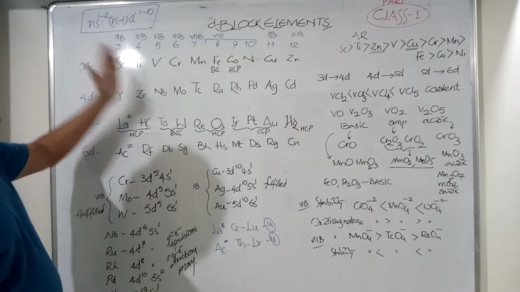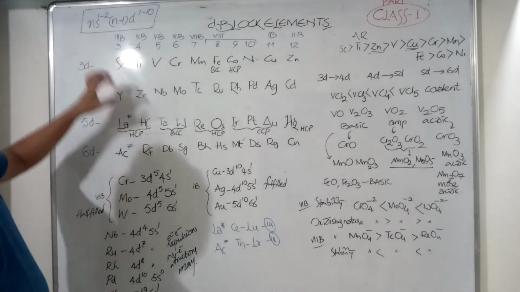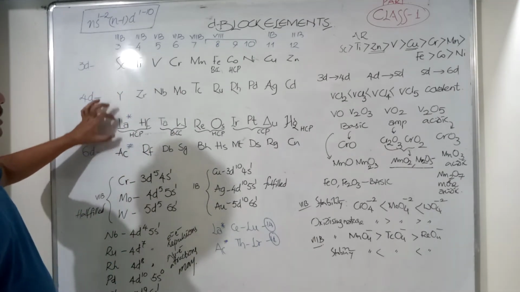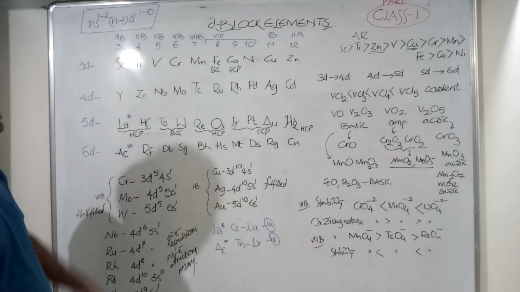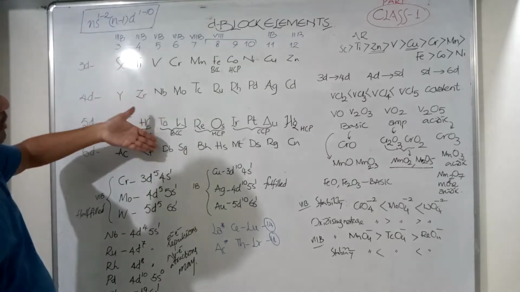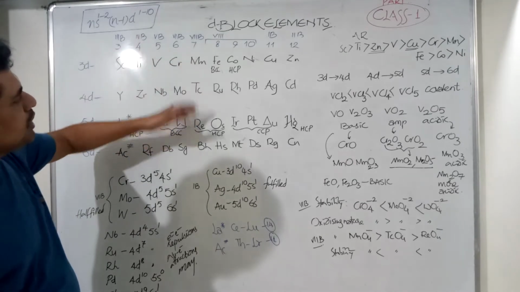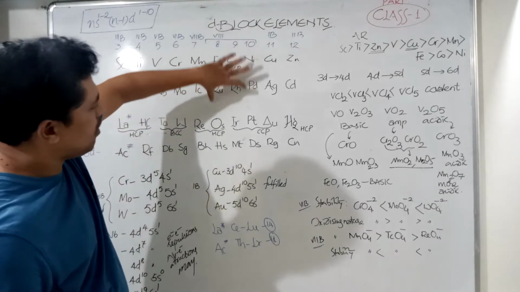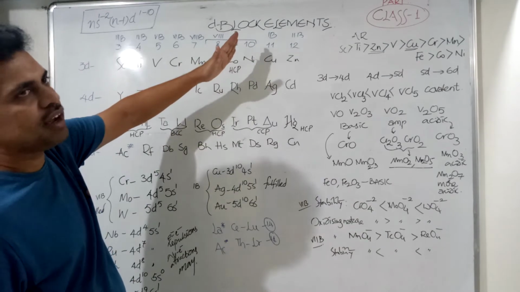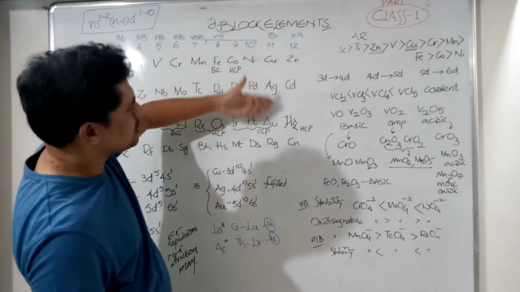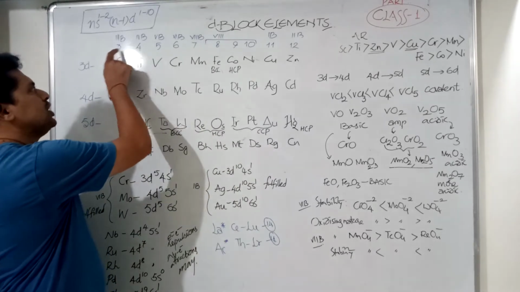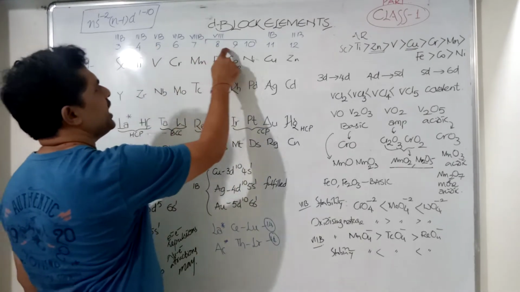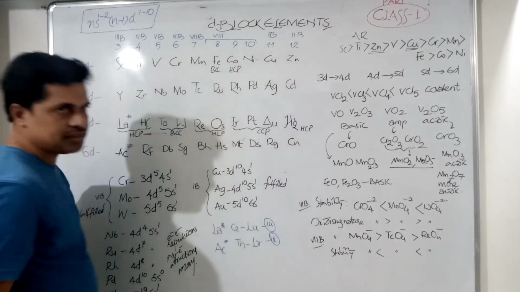So these are the elements: scandium, yttrium, lanthanum, actinium. This is third B, fourth B, fifth B, sixth B, seventh B. Iron, cobalt, nickel, all these elements are the 8th group according to Mendeleev's table. This is first B and this is second B. In the IUPAC system, the group numbers are 3, 4, 5, 6, 7, 8, 9, 10, 11, 12.